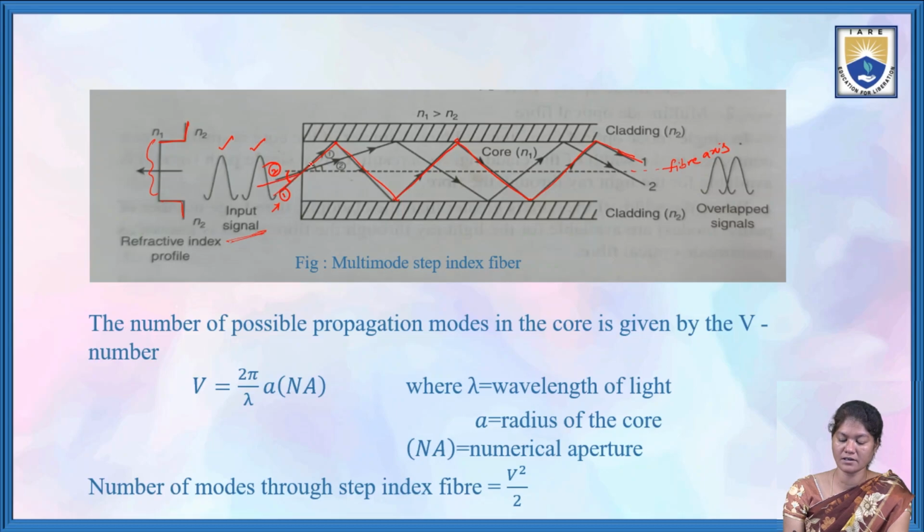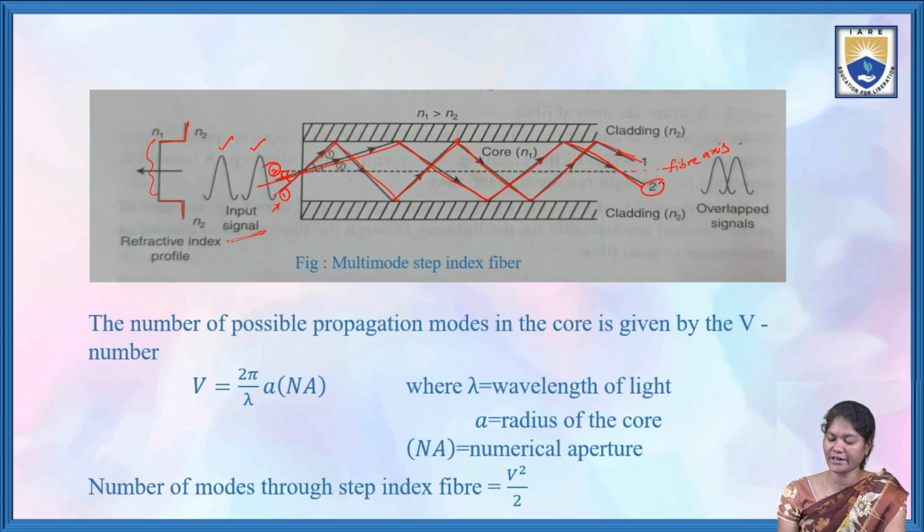And taking ray 2, this is making less angle with the fiber axis. So ray 2 is making a smaller angle with the fiber axis, so it suffers fewer reflections: 1, 2, 3. So ray 2, which is entering the core with a smaller angle, suffers a smaller number of reflections, so that it takes a short period of time to give the output signal.